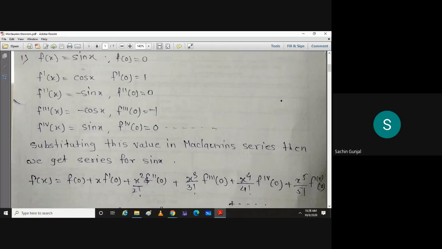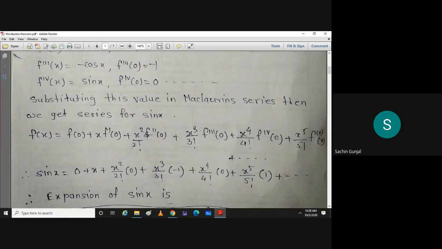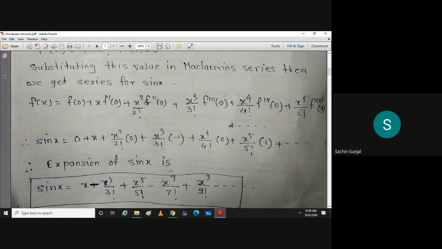Yes. x raised to 5 upon 5 factorial. Good. So x minus x cube by 3 factorial plus x raised to 5 upon 5 factorial and so on. So this is the series: x minus x cube by 3 factorial plus x raised to 5 by 5 factorial minus x raised to 7 by 7 factorial and so on. This is the series expansion of sin x about 0.